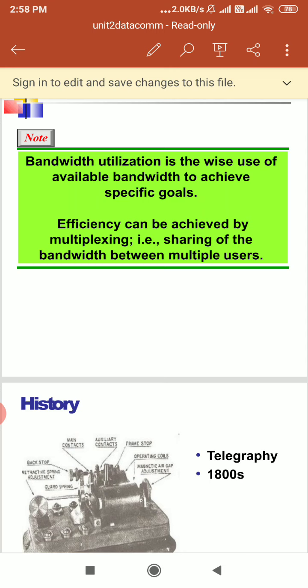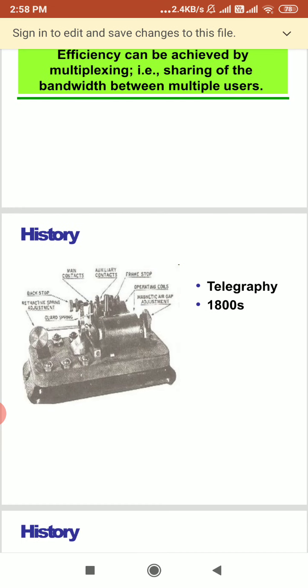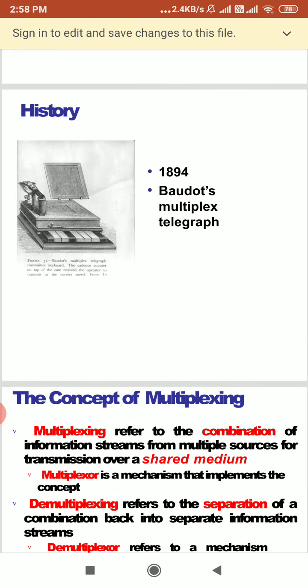So here we are supposed to see about bandwidth utilization. That is nothing but the use of available bandwidth to achieve our specific goal, and we can get efficiency by using multiplexing, because here we are sharing the bandwidth between multiple users. By using multiplexing we are supposed to select one out of multiple signals. So here we are sharing the bandwidth.